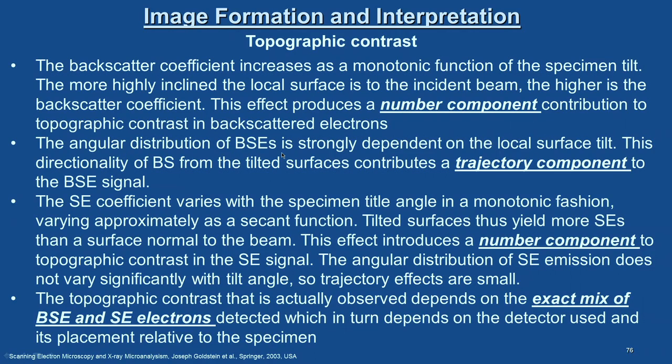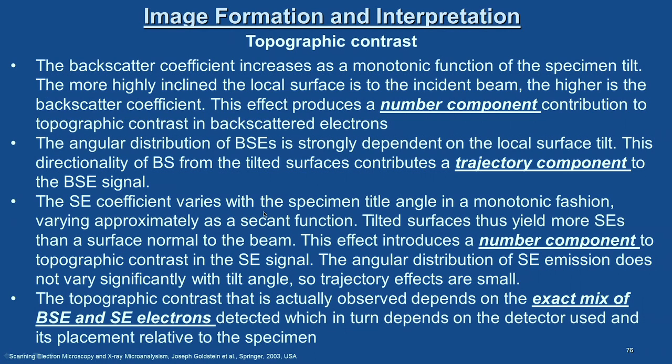Okay. Now, we will move on to the next point. The angular distribution of backscattered electrons is strongly dependent on the local surface tilt. This directionality of the backscattered electrons from the tilted surface contributes a trajectory component to the BSE signal.